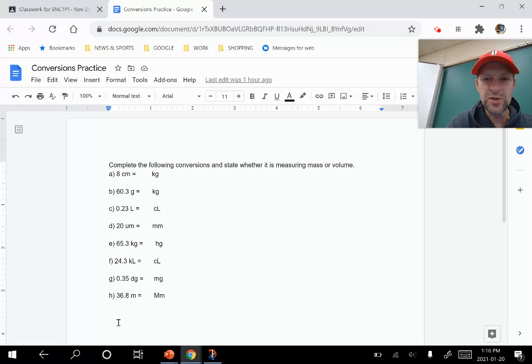And I also want you to state whether it's measuring mass or volume. Is this a mass or is this a volume? All right, so you can just type that underneath. So the first one I'll do for you. Did I type that out right?